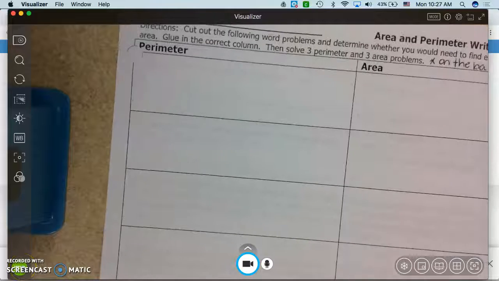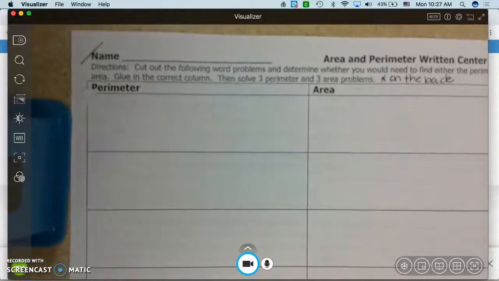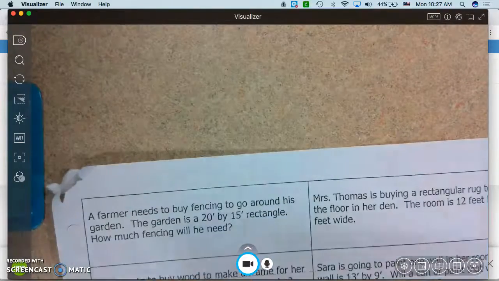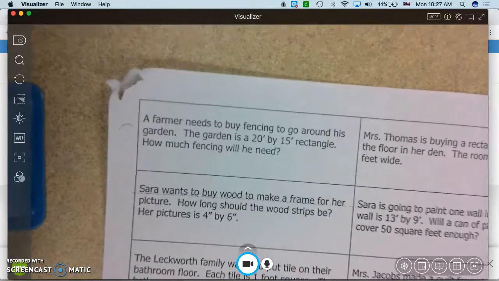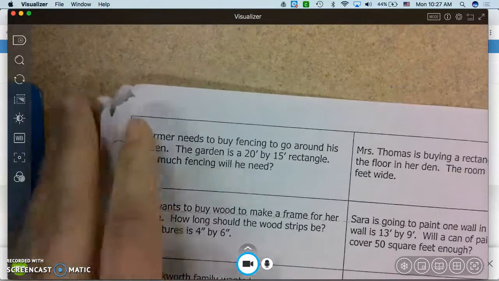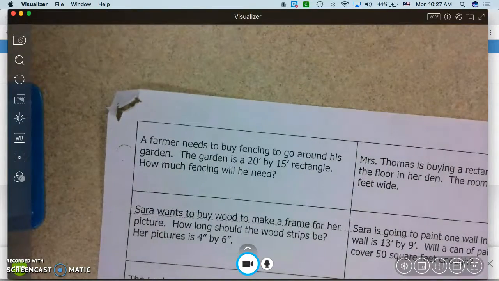All right, go ahead and get out 2 highlighters, different colors, or you can use your pencil and red pen, and you can separate these 2 sheets of paper. Okay, so here's what we're going to do. We are going to determine if these are perimeter or area. If it's perimeter, we're going to write a P, and if it's area, we're going to write an A.